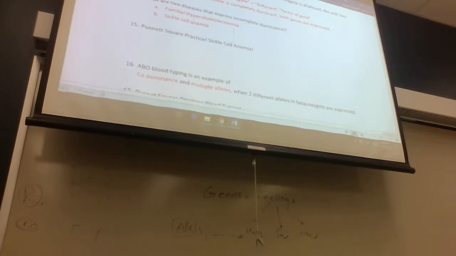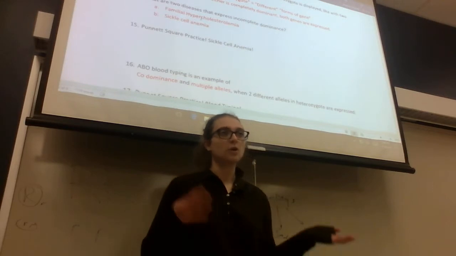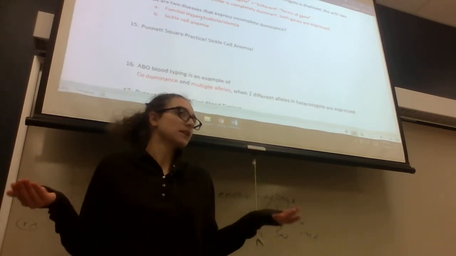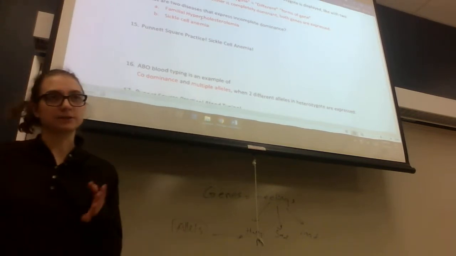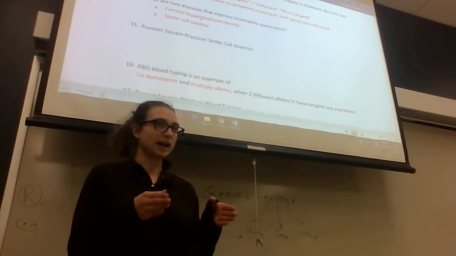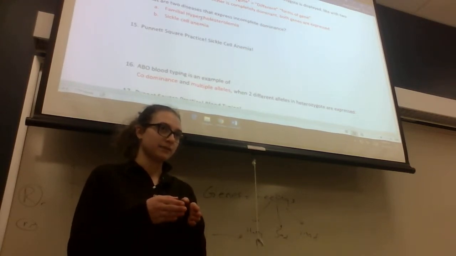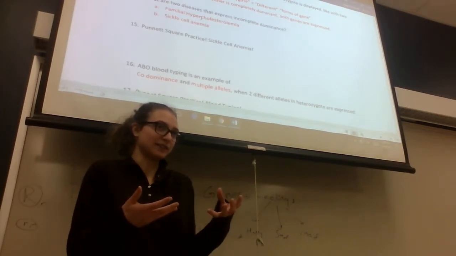Two diseases that express incomplete dominance are familial hypercholesterolemia, where basically you can either have too much cholesterol, or you can be normal, not too much cholesterol, or you can be somewhere in between. So it's incomplete. Another one is sickle cell anemia. You can either have sickle cell anemia, or you don't have sickle cell anemia. However, some people kind of have half and half, when they have some sickled cells and then some not, so it's incomplete.